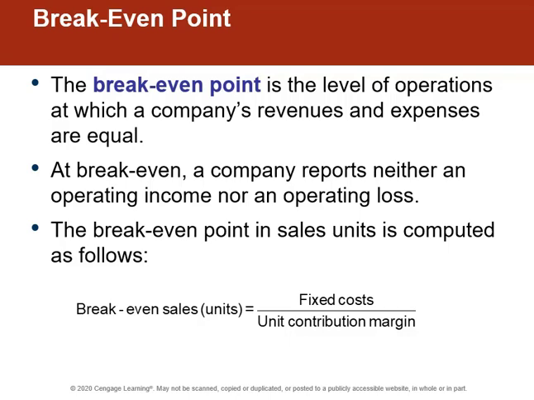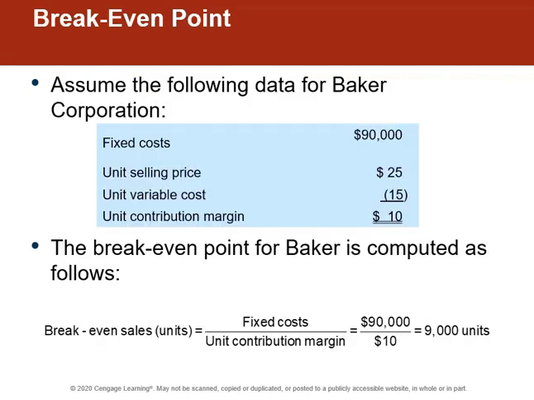So break-even calculations are very, very helpful, and it is super easy. We simply take our estimated fixed cost, divide by the unit contribution margin, and that gives us the number of units that we have to sell in order to break even. So let's look at an example.